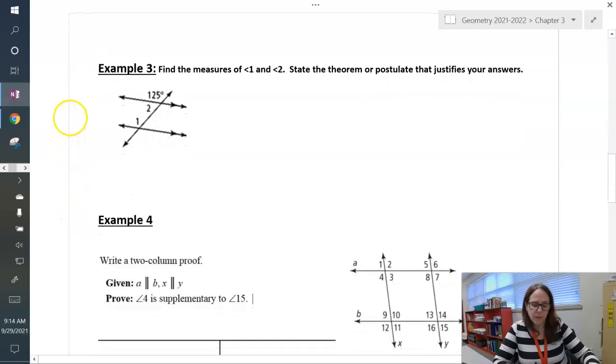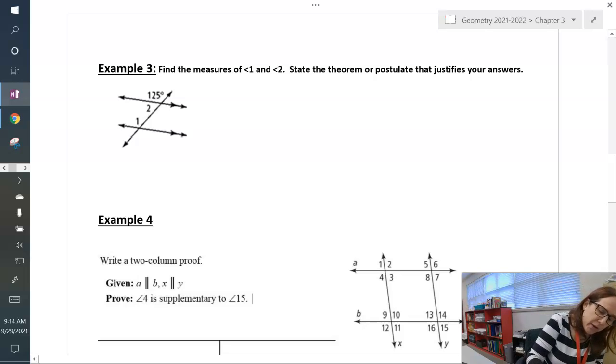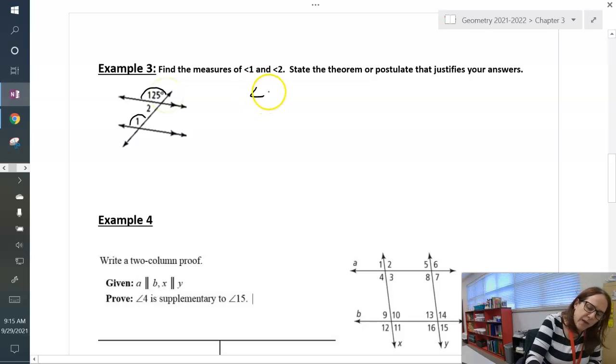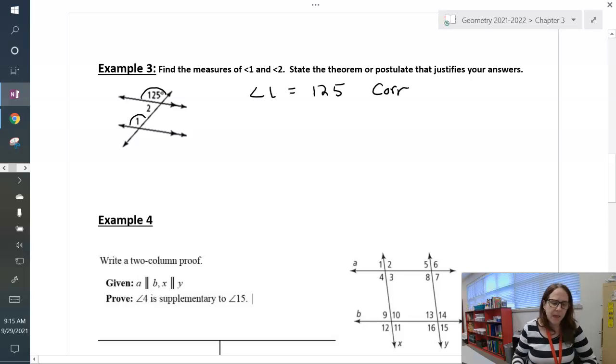Now we're going to find the measures of angle 1 and angle 2, and we're going to state the theorem or the postulate that justifies your answers. So we're going to put down our answer, and we're going to say why. We're going to put down the reason. So angle 1, and notice that's a corresponding angle with 125, so I went ahead and marked them congruent. So angle 1 equals 125, and the reason for that is it's corresponding.